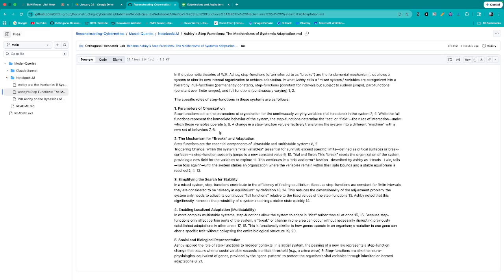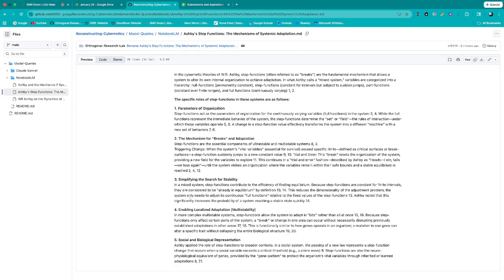The second is the mechanisms for breaks in adaptation. Step functions are the essential components of ultra-stable and multi-stable systems, triggering change when the system's vital variables, essential for survival, exceed specific limits, defined as critical surfaces or break surfaces. A step function suddenly jumps to a new constant value. Trial and error. This break resets the organization of the system, providing a new field for the variables to explore. This continues in a trial and error fashion, described by Ashby as heads I win, tails we toss again, until the system strikes an organization where the variables remain within the safe bounds and a stable equilibrium is reached.